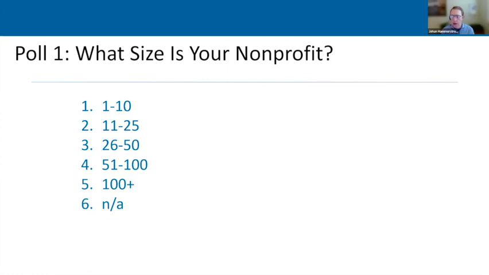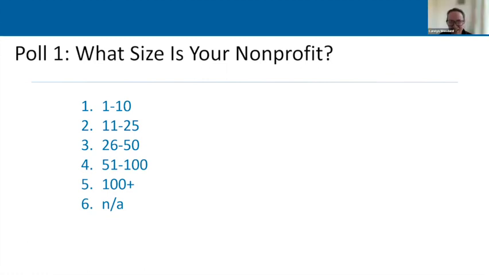Oh, sure. Number one is if your organization has between 1 and 10 staff. Level 2 is if you have between 11 and 25 staff. Level 3 is if you have between 26 and 50 staff. Level 4 is between 51 and 100 staff. Level 5 is if you have over 100 staff. And if this question doesn't apply to you, you can pick option number 6.